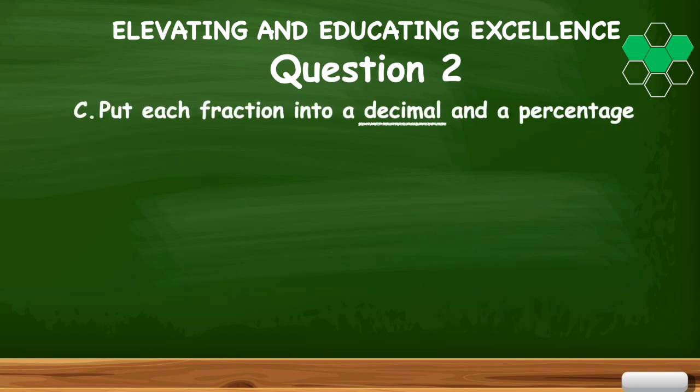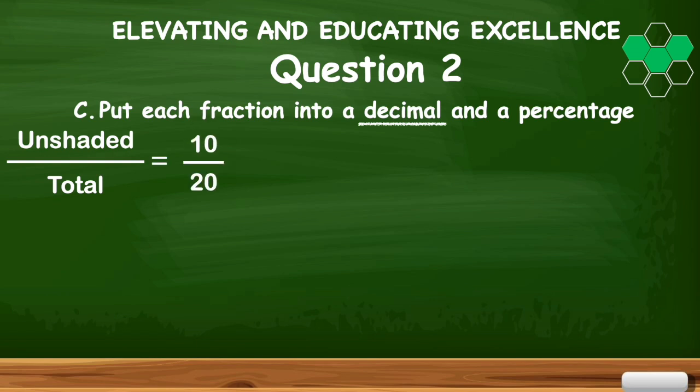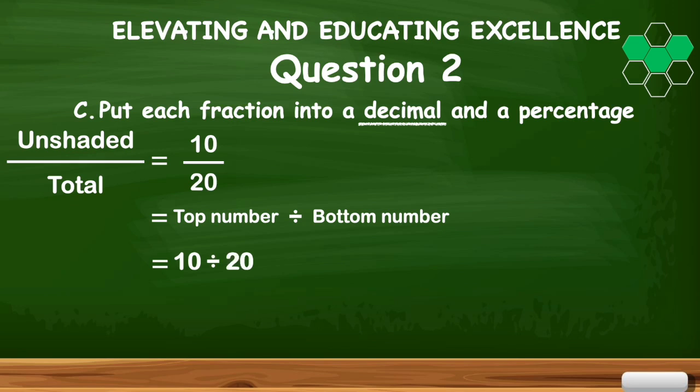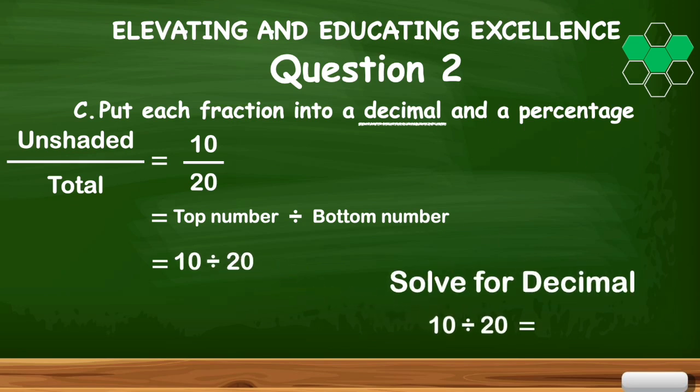Now let's find the decimal for the answer for this equation. So remember, it's 10 over 20. In order to put this fraction into a decimal, we must do top number divided by bottom number. And in this case, we're going to do 10 divided by 20. Let's solve for the decimal. So we're going to put this into our calculator, 10 divided by 20, and it's going to give us 0.5.